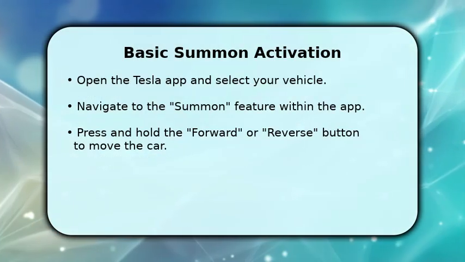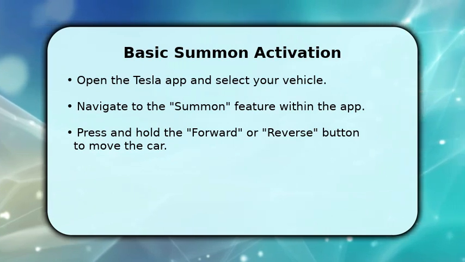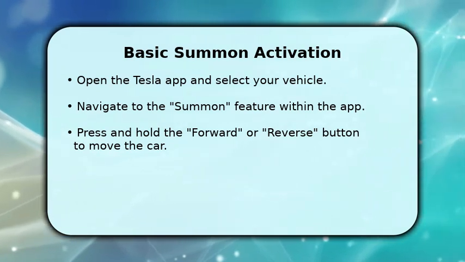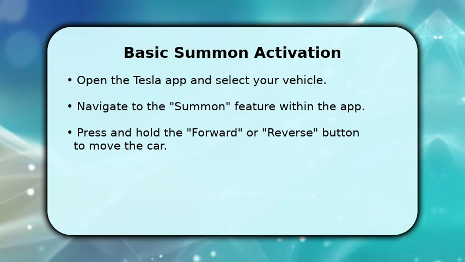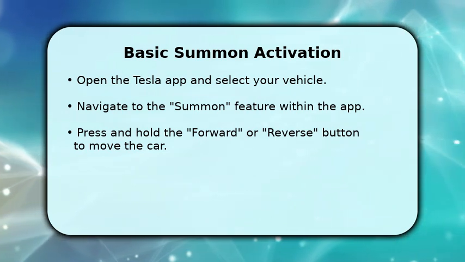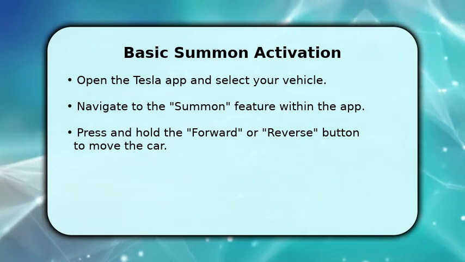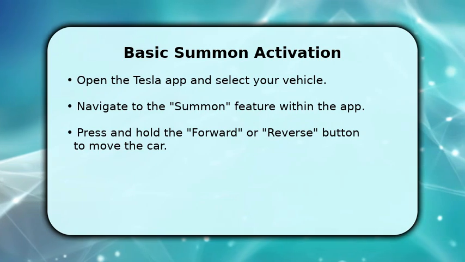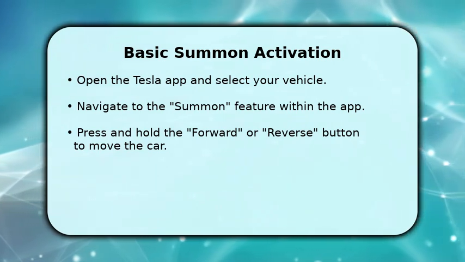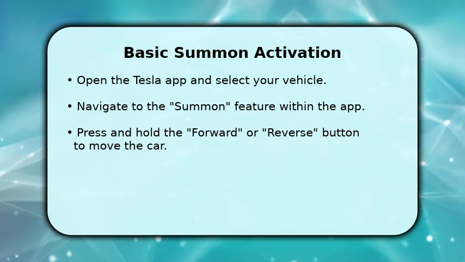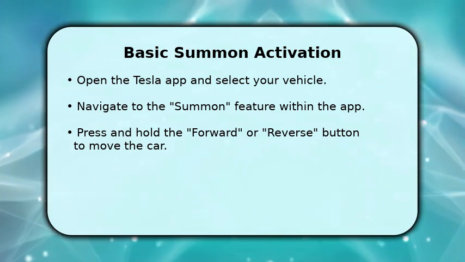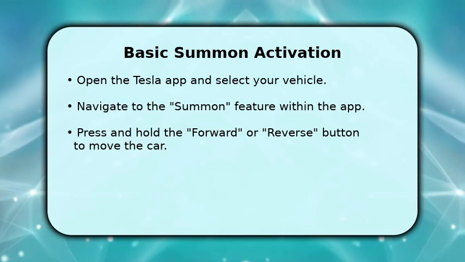To use basic summon, simply open your Tesla app and select your Model S. Tap on the summon icon. You'll then see options to move your car forward or backward. Press and hold the respective button, and your car will slowly move in that direction. Remember, basic summon works best when your vehicle is within about 12 meters or 40 feet of your position and you maintain a clear line of sight.